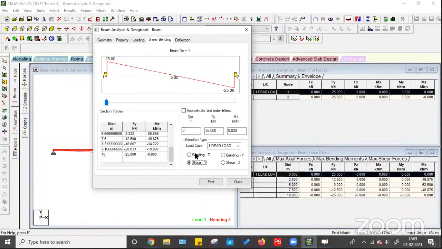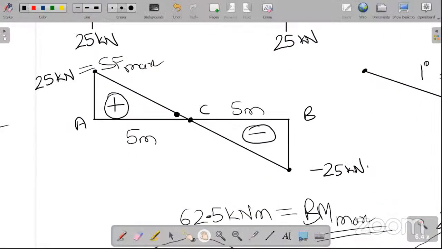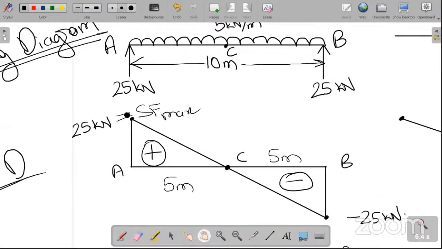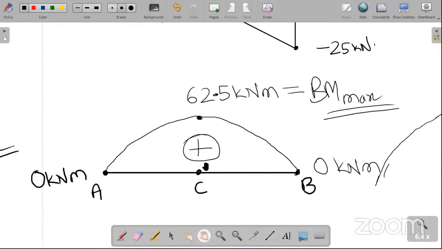If you want to see the bending moment diagram, this is your bending moment diagram. So maximum shear force is 25. Maximum bending moment is minus 62.5, which is exactly the same as what we had found out. Maximum shear force 25, maximum bending moment 62.5.